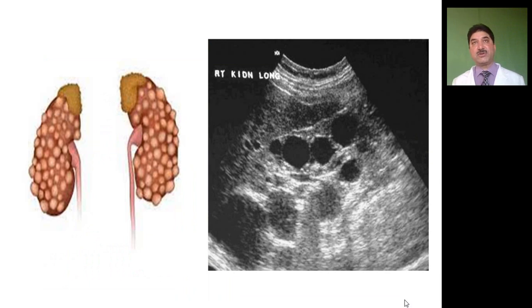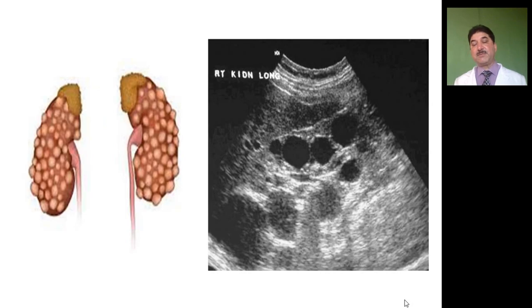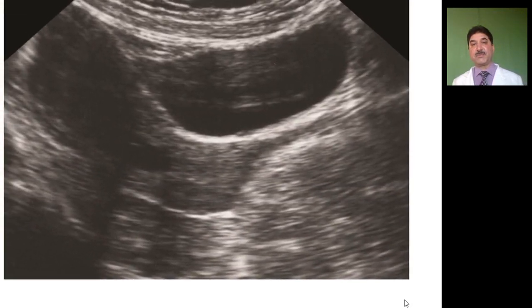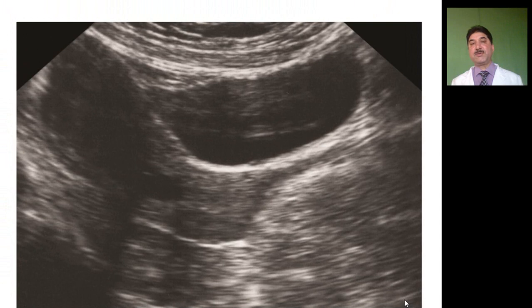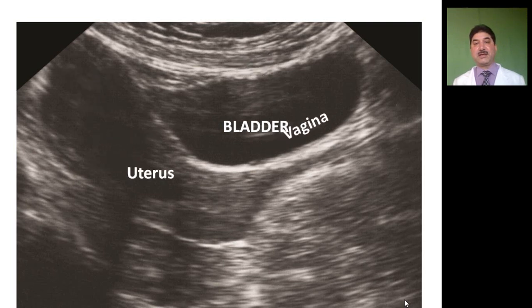Renal cysts can be also diagnosed by an ultrasound. You can see these multiple cysts appearing as small hypoechogenic cavities surrounded by hyperechogenic walls. If we go to the ultrasound of the pelvis, the structures which are present in female from anterior to posterior are bladder, uterus, and vagina, and posterior to the uterus is pouch of Douglas.